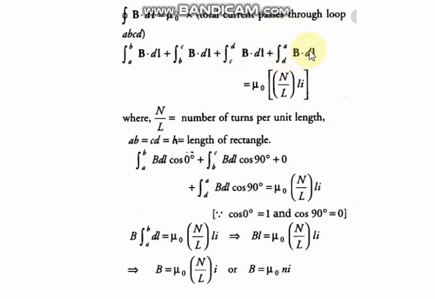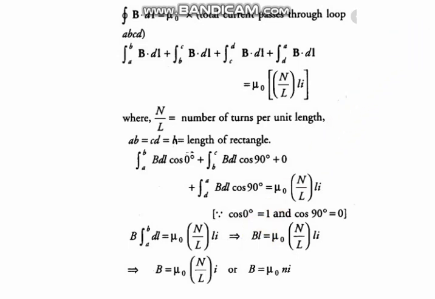Next is B dot dl for the segment DA, which was also at right angles to the magnetic field. DA was making an angle of 90 degrees, so here we are writing B dl cos of 90, and this is equal to mu naught times N over L times I. Cos of 0 is 1, cos of 90 is 0, so substituting 0 over here, we get just this term, B dl cos of 0 is 1, and dl from A to B is equal to the length H of that segment.